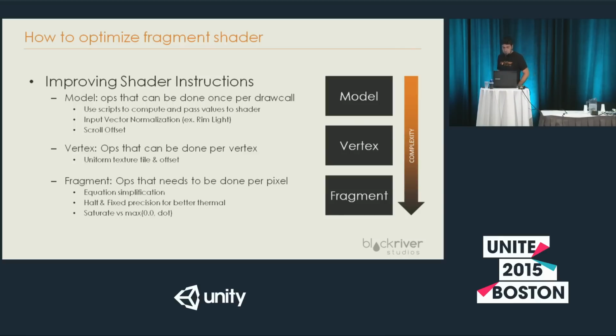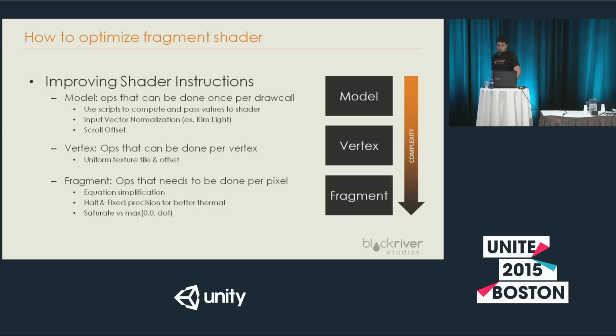So how do we optimize shaders? Operations on the fragment are really expensive because you're running them for a lot of pixels. Doing them on the vertex is better because you usually have fewer vertices than pixels. And doing them per draw call or per model would be best because you do it only once.